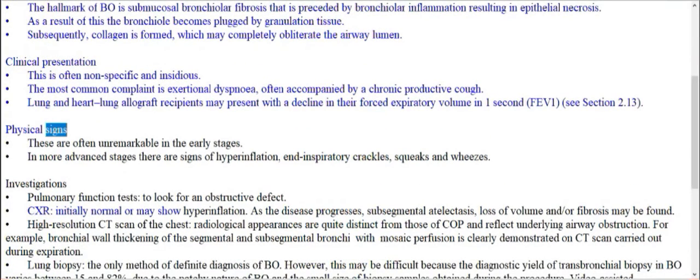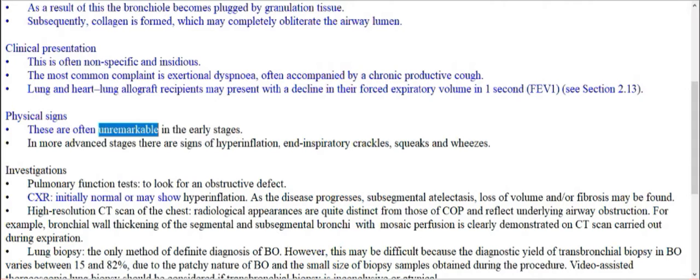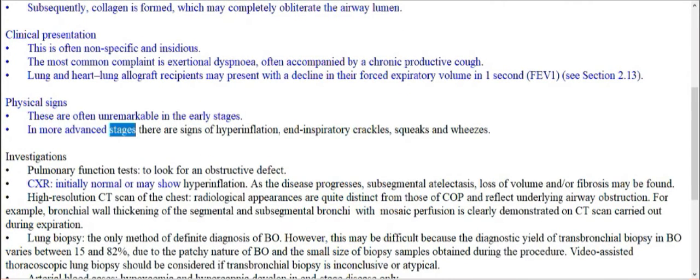Physical signs. These are often unremarkable in the early stages. In more advanced stages there are signs of hyperinflation, end-inspiratory crackles, squeaks and wheezes.